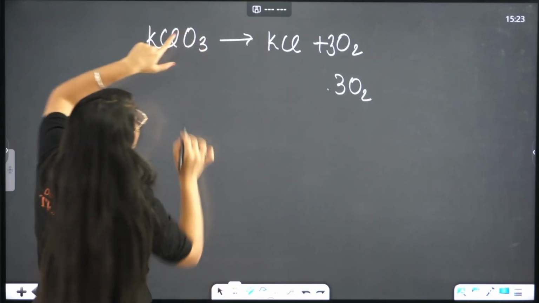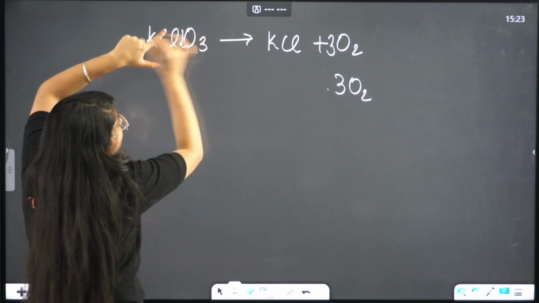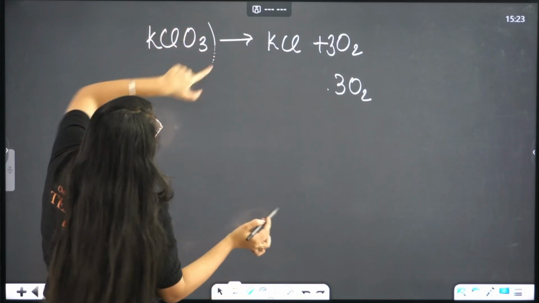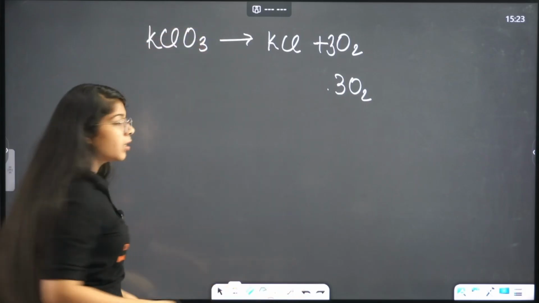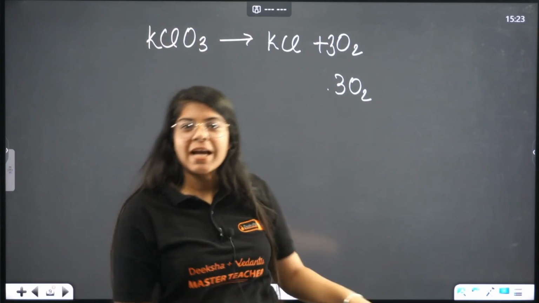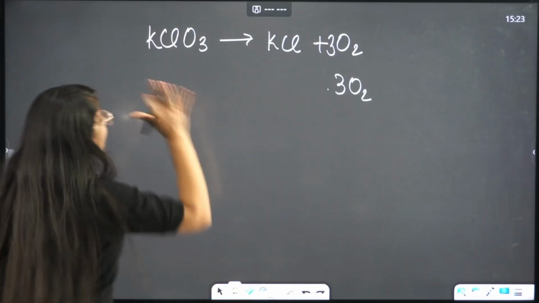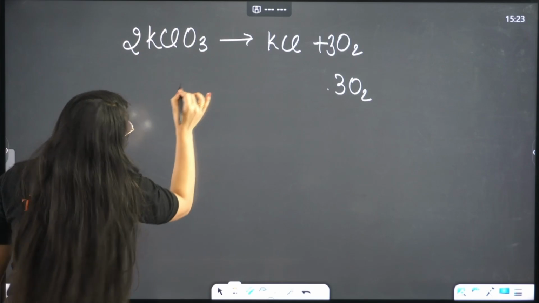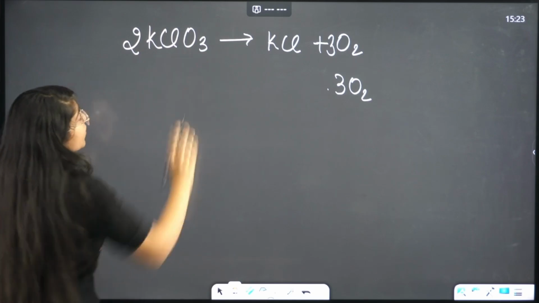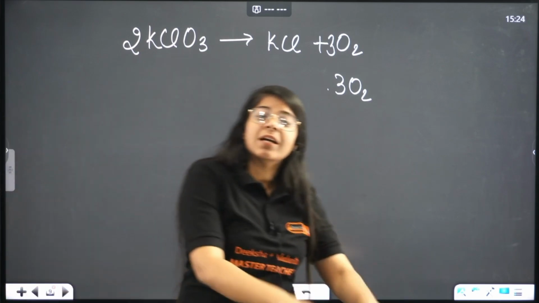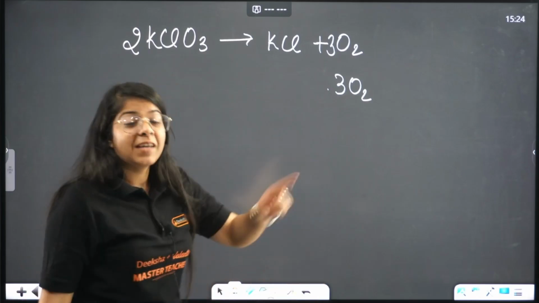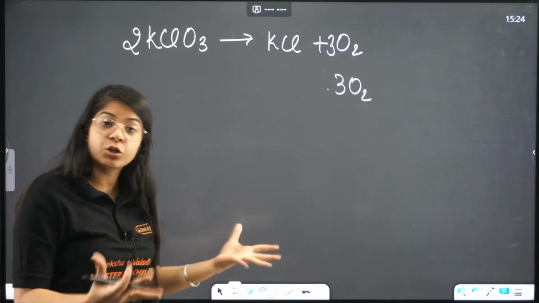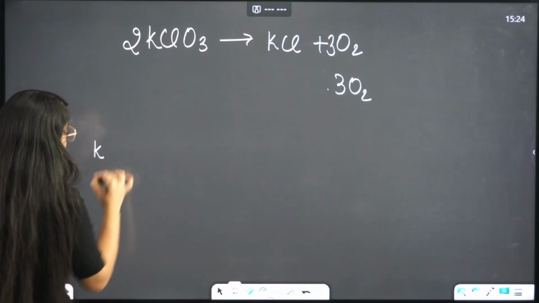So now you cannot multiply here as well, because this whole is one compound. This whole is a single compound, so you cannot put 2 inside anywhere. You have to write the 2 in front. That means now 2 into 3, oxygen becomes 6. But in making the oxygen equal, we made a mistake: K and Cl also got 2 here.